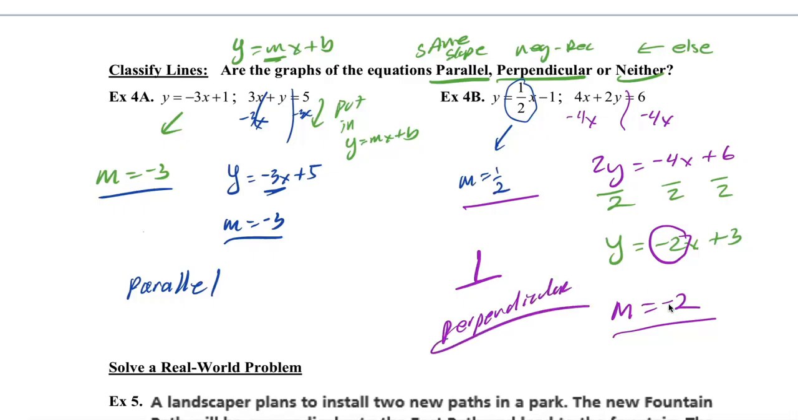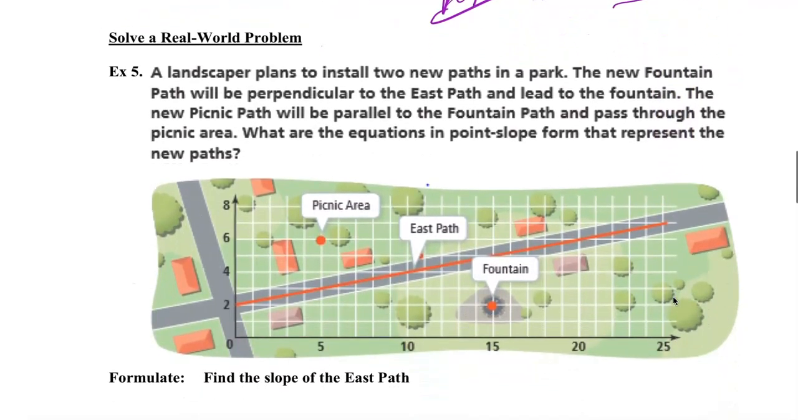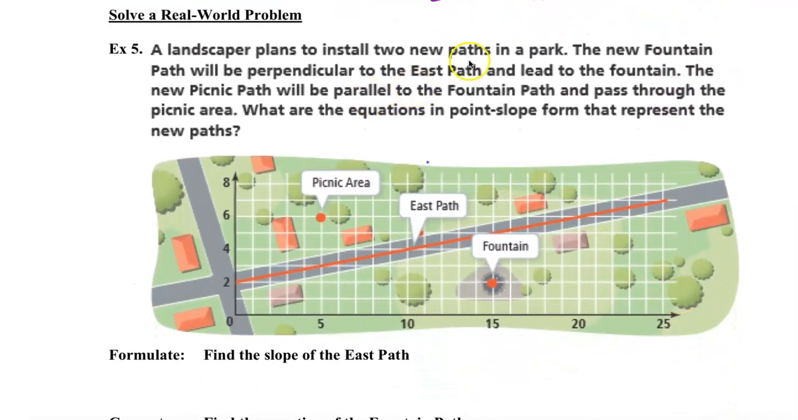Okay, one last one. Let's do an application problem. A landscaper plans to install 2 new paths in a park. The new fountain path will be perpendicular to the east path. So here's my east path. So they want a fountain path that's perpendicular. The new picnic path will be parallel to the fountain path and pass through the picnic area. What are the equations in point slope form to represent these new paths?